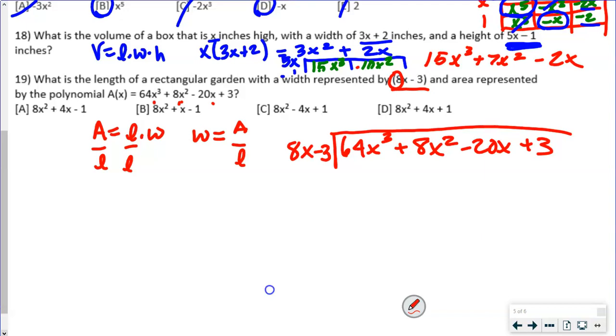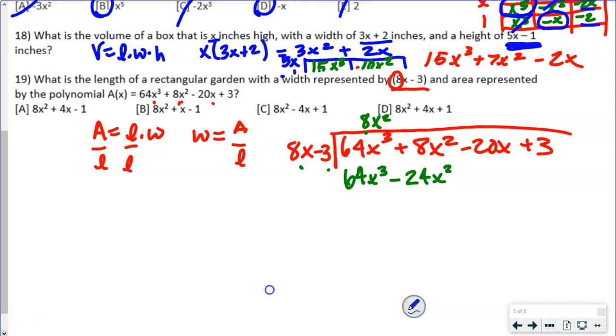So here's the question. What do I have to multiply by 8x to get 64x to the third? Isn't that 8x squared? So now we're going to multiply that 8x squared times this, which is going to give us 64x to the third. But we're also going to multiply it by the other term. So what is 8 times negative 3? That's negative 24x squared. So negative 8x times negative 3 is negative 24x squared.